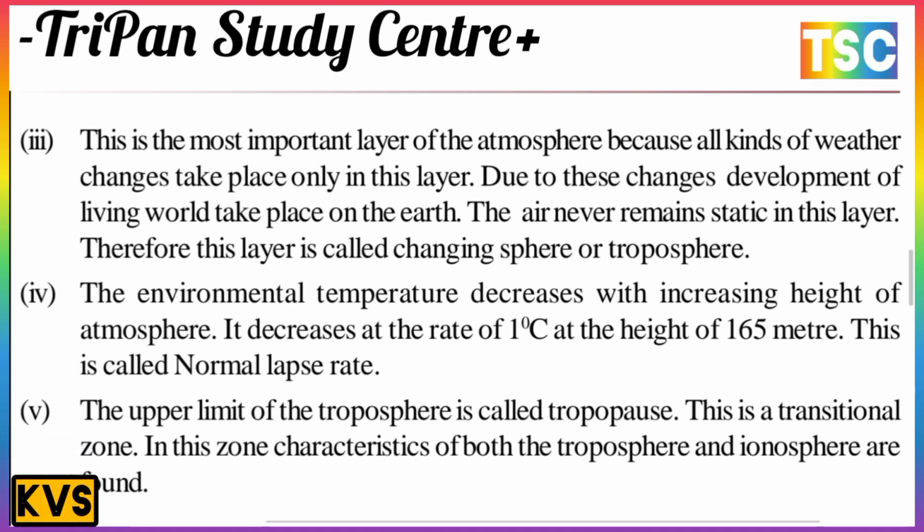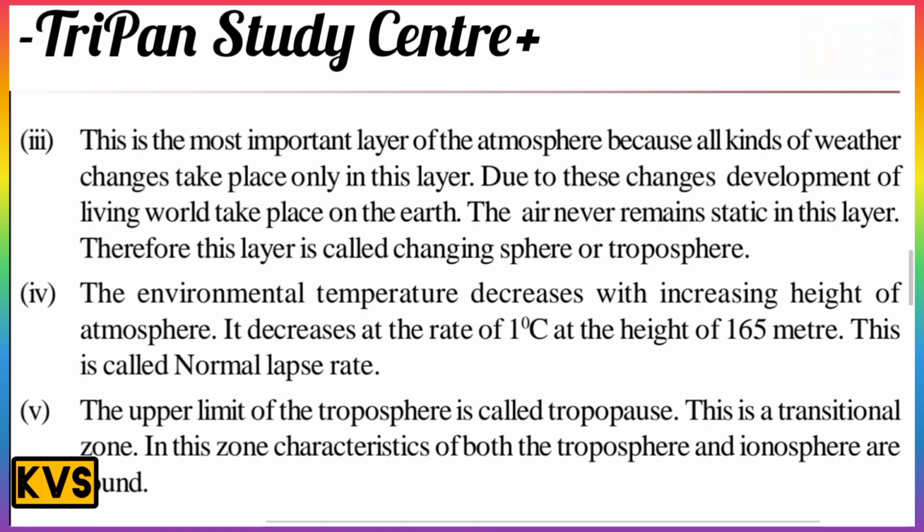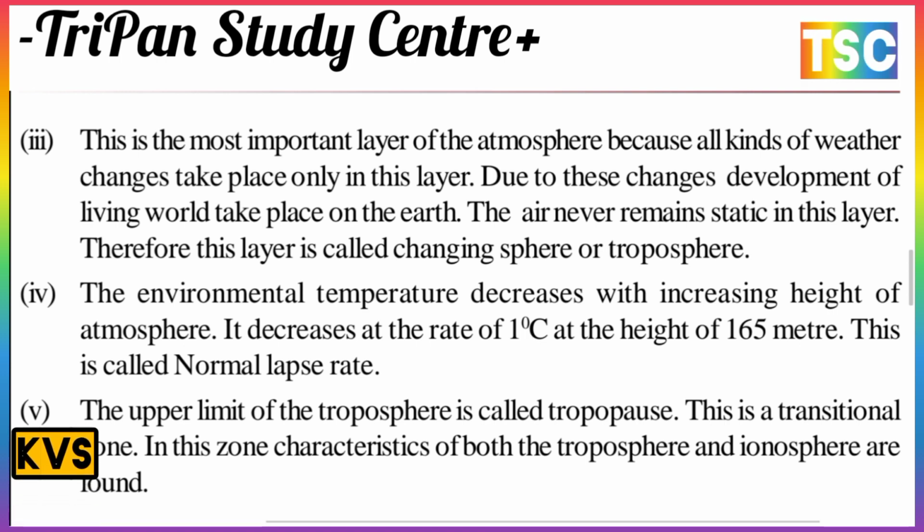The environmental temperature decreases with increasing height in the atmosphere. It decreases at the rate of 1 degree Celsius per 165 meters, and this is called the normal lapse rate. The upper limit of the troposphere is called the tropopause, and this is a transitional zone. In this zone, the characteristics of both the troposphere and the stratosphere are found.